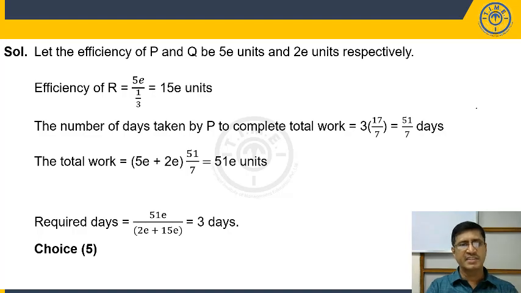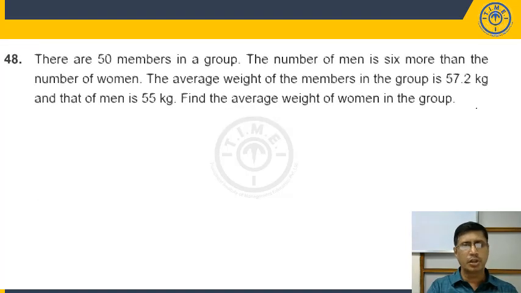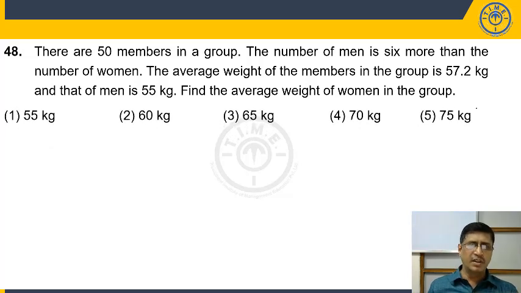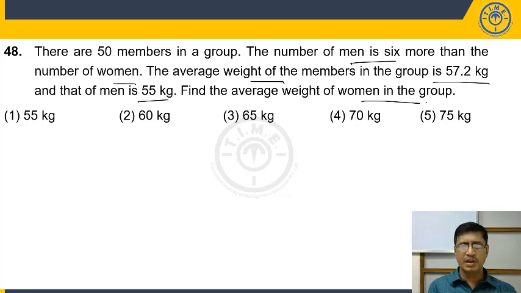Okay, now look at the next example on your screen. Question number 48. Now what is given here? 50 members in a group. The number of men is 6 more than the number of women. The average weight of the members of the group is 57.2. The men is 55. So what about the average weight of the women? So my dear students, please try to answer this question by using the alligation method.